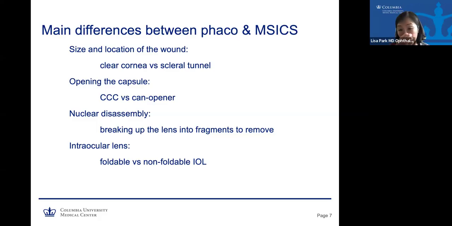And then for an intraocular lens, when you have a large incision in manual surgery, you can use a non-foldable intraocular implant. These are usually made out of PMMA, which are not foldable, but they are very sturdy and also very inexpensive, versus a foldable lens, which can go through a smaller incision, which is what we are using traditionally. This can go through a 2 millimeter incision, and they can be made out of materials such as acrylic or silicone.